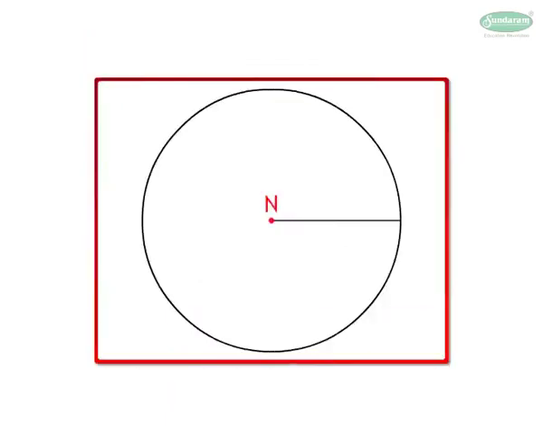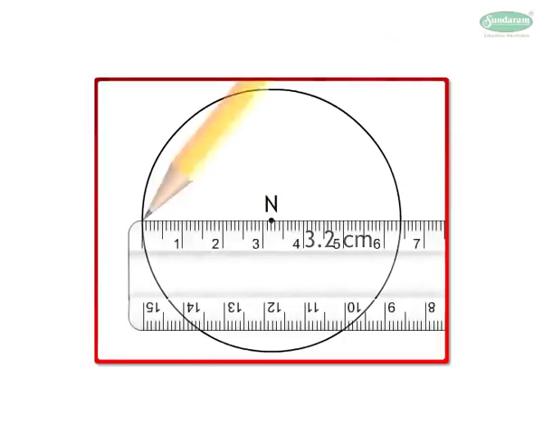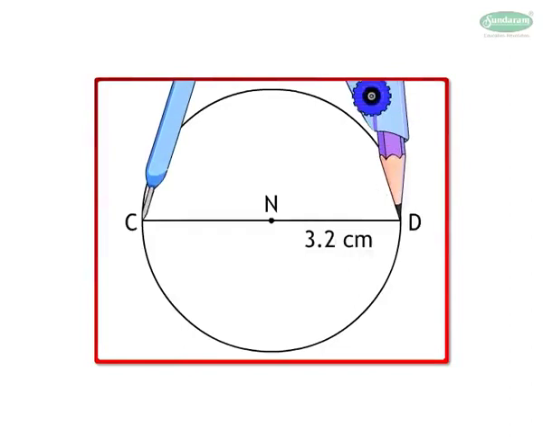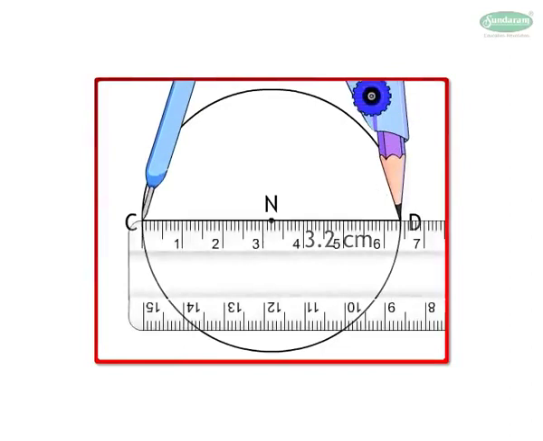Similarly, measure the length of the diameter of the circle with center N. Draw a segment that passes through the center N of the circle. It is the diameter of the circle. Let's name it as CD. Keep the metal end on point C and the pencil tip on point D. Measure this distance. It is 6.4 centimeters.